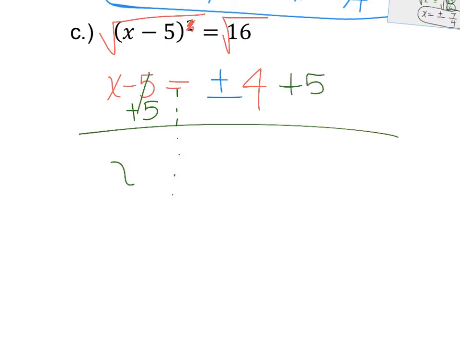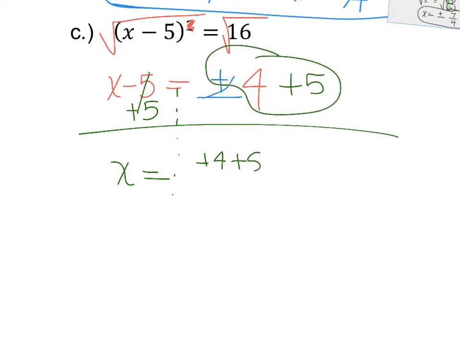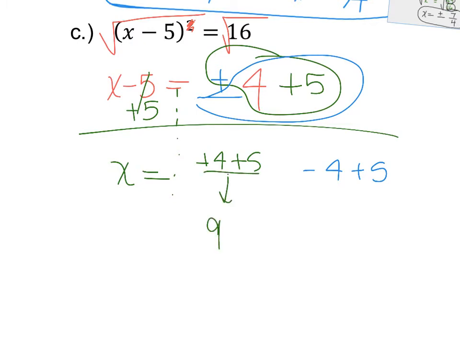This is going to leave you with x is equal to two different problems: positive 4 plus 5, and negative 4 plus 5. Could you also do 5 minus 4? Or 5 minus 4. So your first answer is 4 plus 5, which is 9. And the second one is negative 4 plus 5, which is the same thing as 5 minus 4, and that gives you 1. So your values of x are 9 and 1.